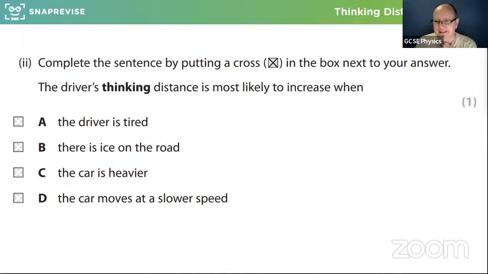We've got a D and an A. Okay, let's have a look at D and A. Well, the driver's thinking distance is most likely to increase. Now, if the car's going slower, whatever their reaction speed, the thinking distance will decrease because the car won't be going as fast, it won't cover as much distance. So A is the correct answer here. A is the correct answer. The driver's thinking distance is most likely to increase when the driver is tired.